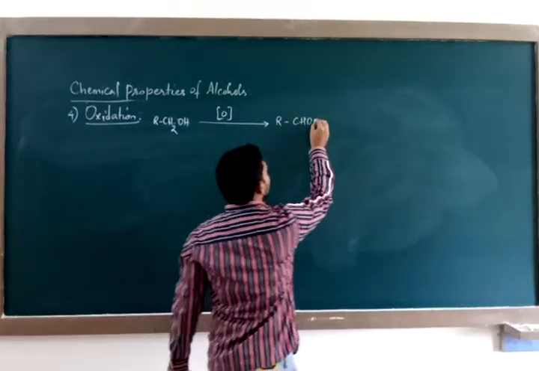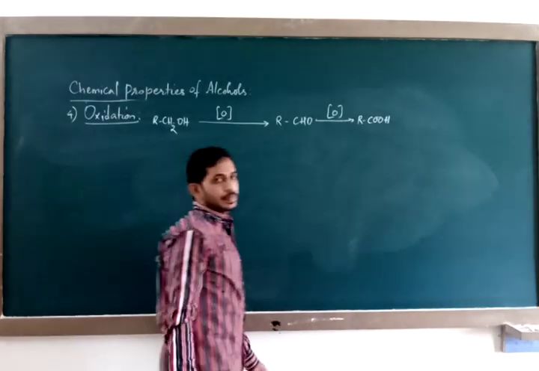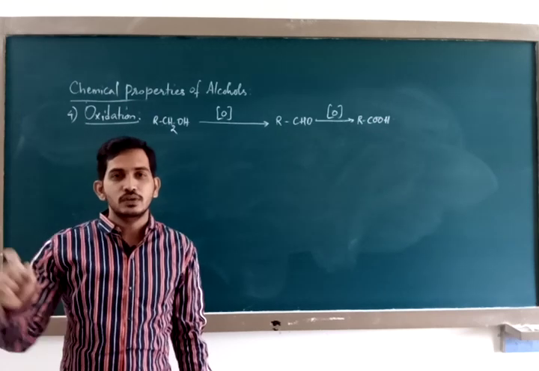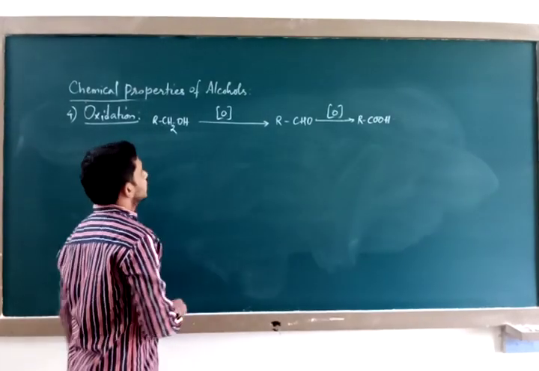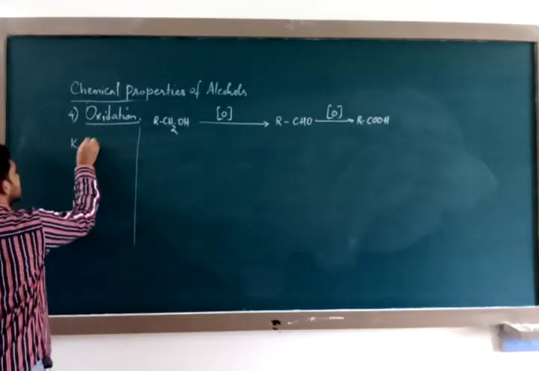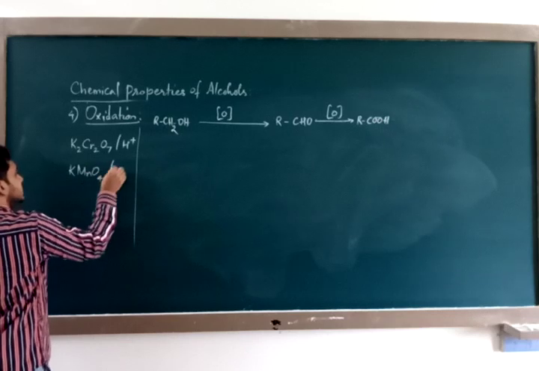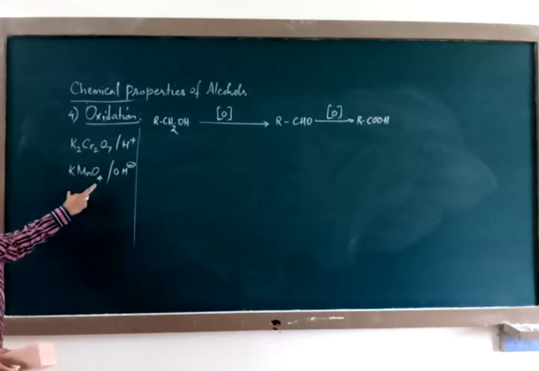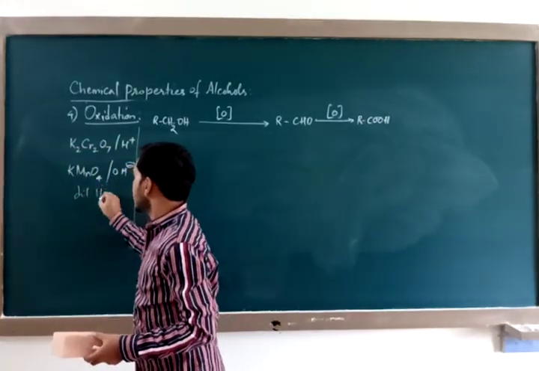So after an aldehyde is formed, it can be further oxidized to give you carboxylic acid. So what is the final product whenever alcohols are oxidized? Alcohols upon oxidation will give you final product as carboxylic acid. But remember, the oxidizing agents that can be used for oxidation are acidified potassium dichromate or alkaline potassium permanganate. There are others also, like dilute nitric acid can also be used as an oxidizing agent.